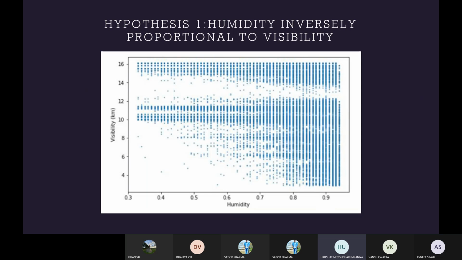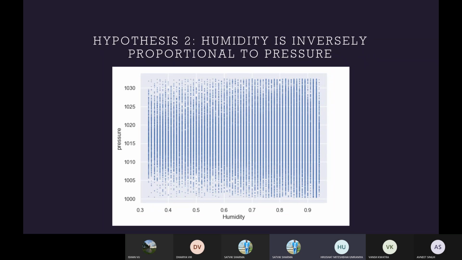Moving on to our first hypothesis, that humidity is inversely proportional to visibility. As observed from the graph, the relationship between them is not so strong, as the plots are sparsely distributed all over the graph. The same is evident from Pearson's correlation value, which is near negative 0.2. The research conducted in the report also states that with high humidity there are microscopic water particles in the air, and the weather is foggy when there is high humidity. Thus, we can conclude that the hypothesis is correct, and with an increase in humidity there is a decrease in visibility. Now I'll hand over to Satvik, who will present more of the hypotheses.